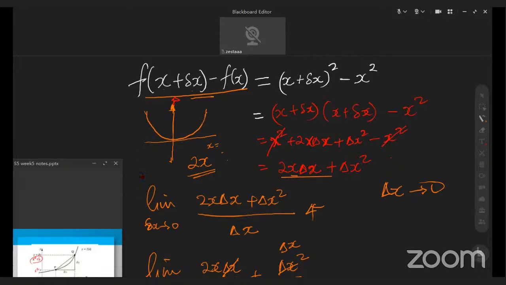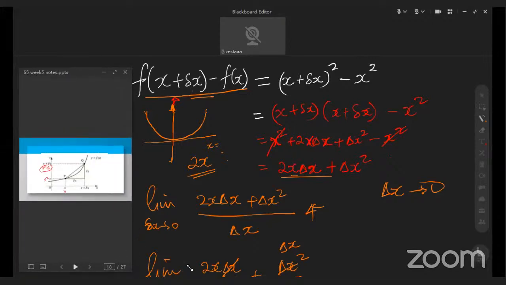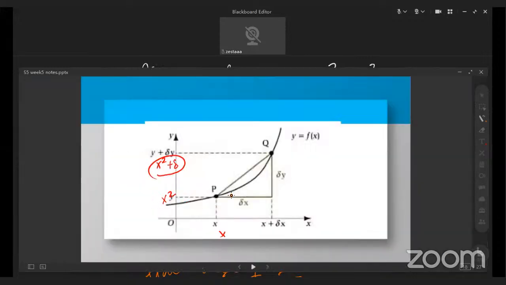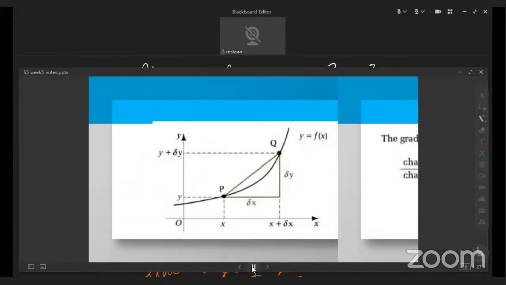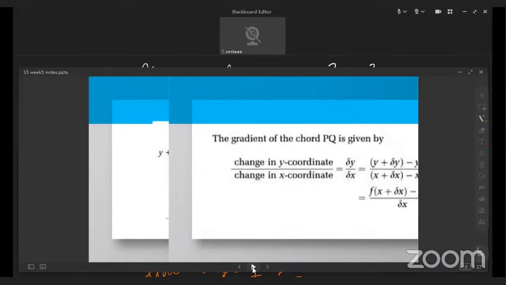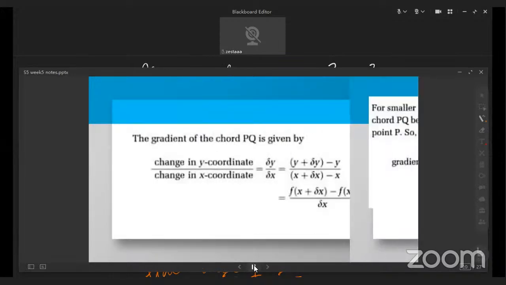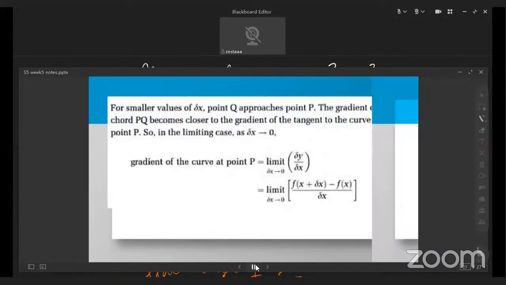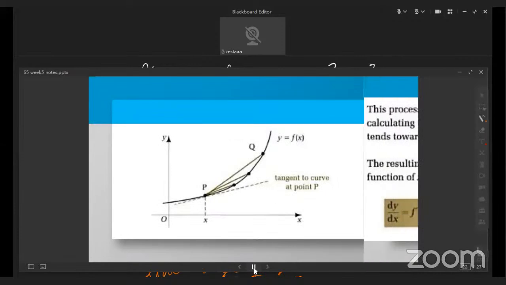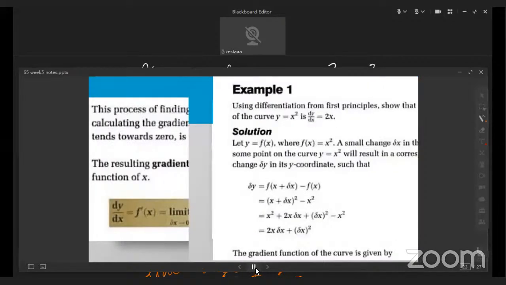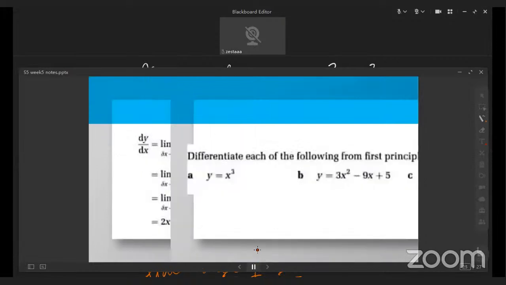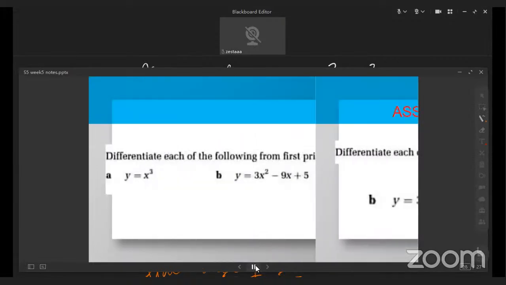Now I have just one exercise that I'll give you, to evaluate from first principles. I'm going to avail these notes in the Google Classroom where you'll be able to go through them as well. You're going to work out this.